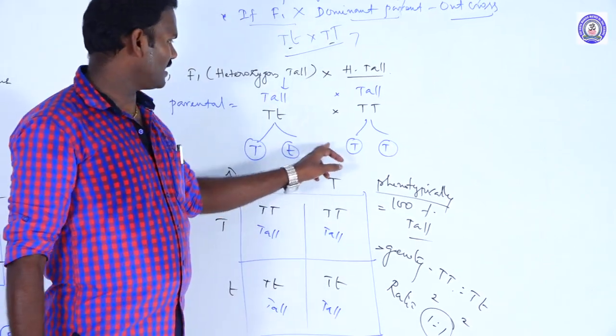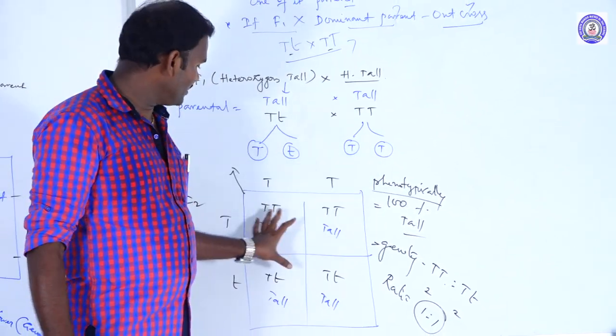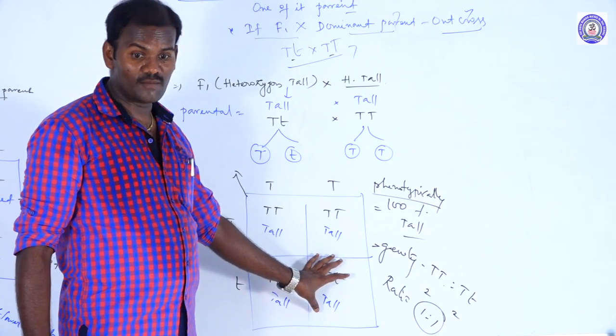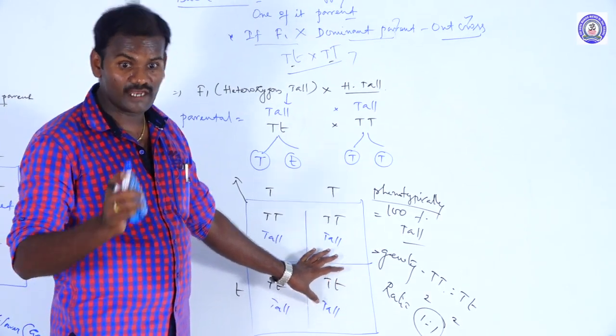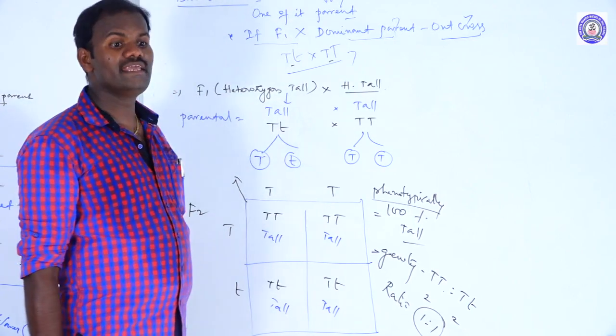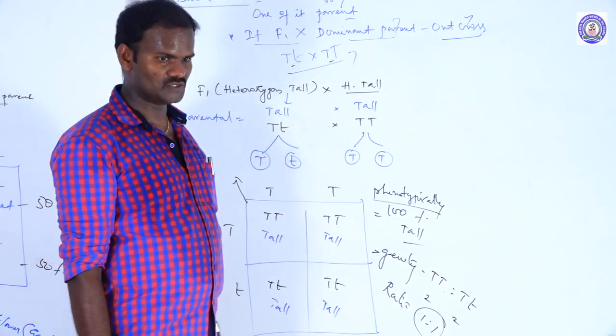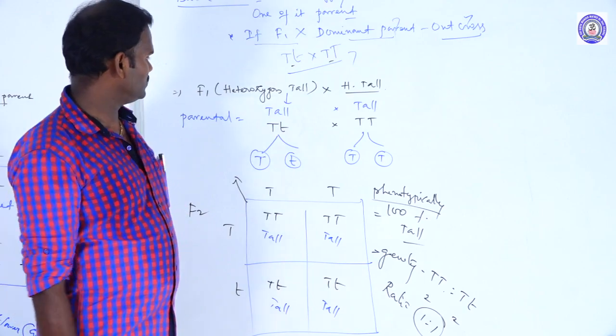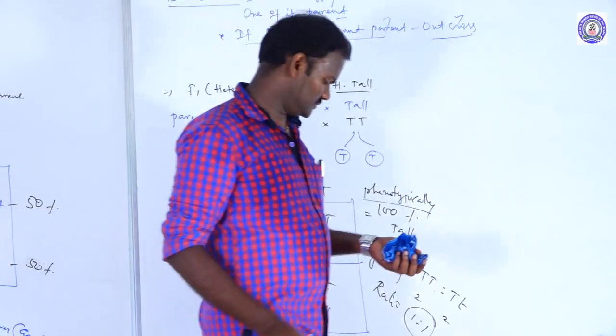Once again, remember the purpose of backcross: when F1 is crossed with the dominant parent, all the F2 offspring show only dominant characters. This is of economic value, because only dominant characters are expressed. That is useful in breeding experiments. That was backcross. The next is the dihybrid cross.